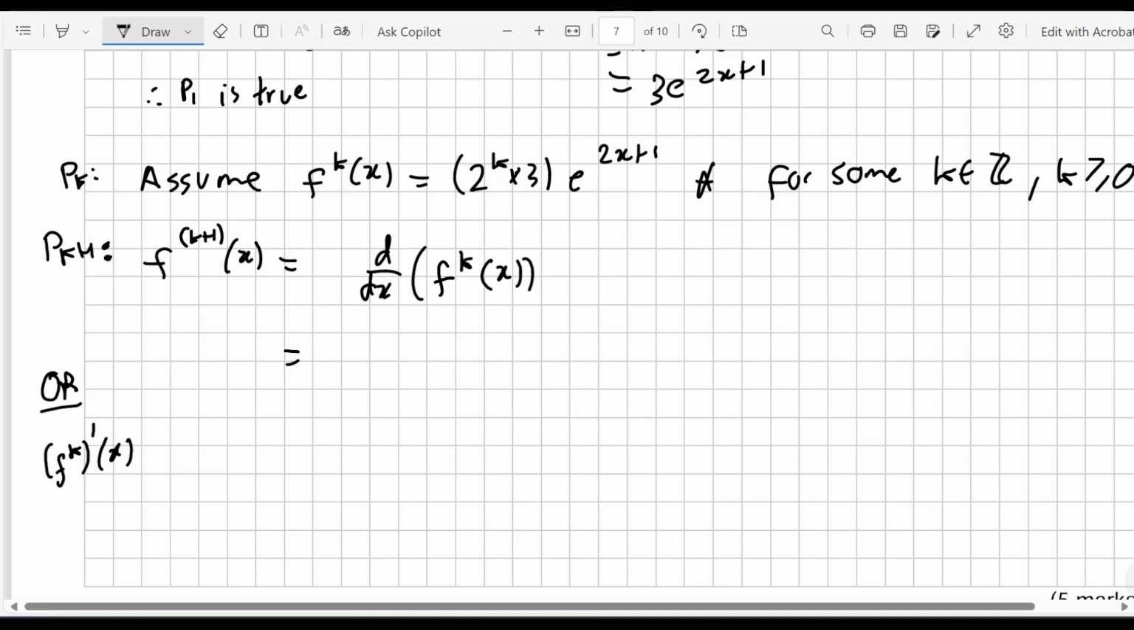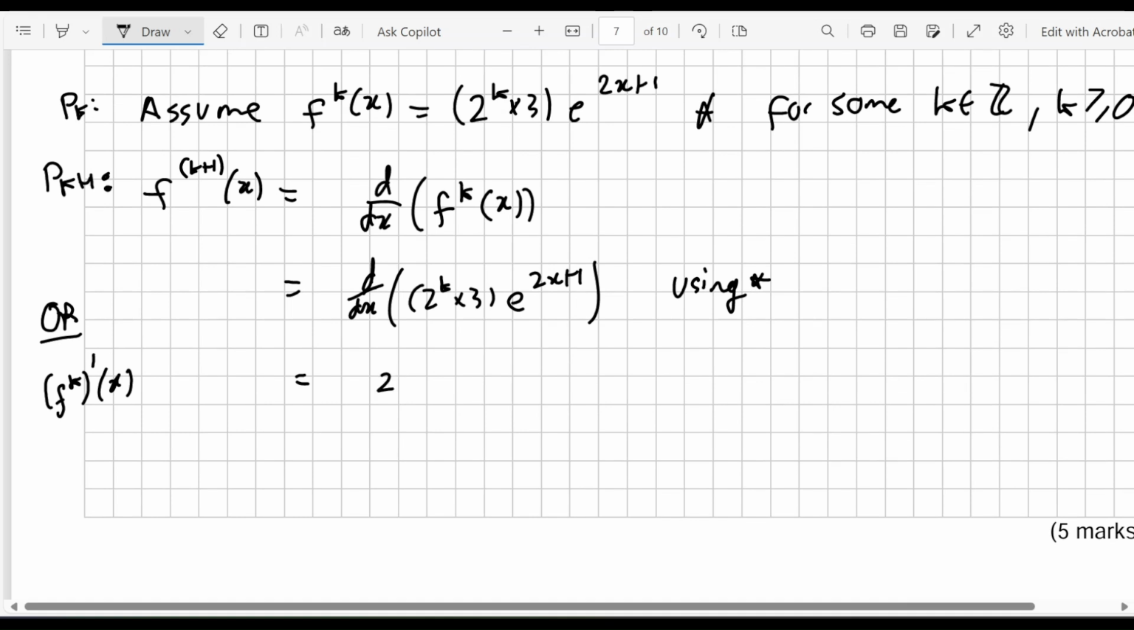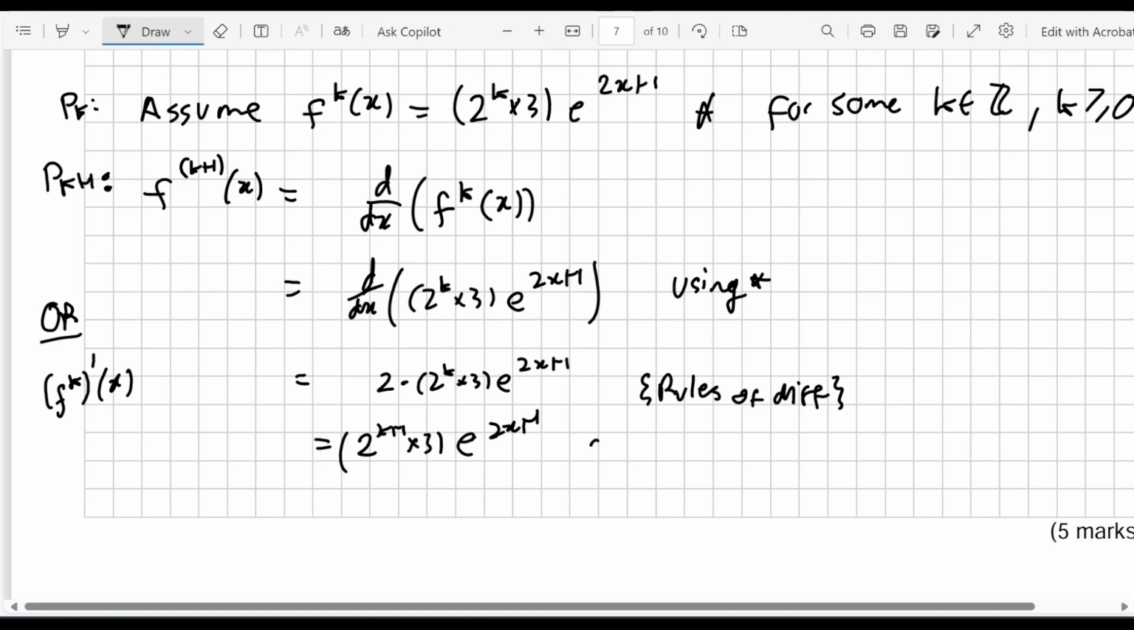Anyway, let's do this. So fk of x is 2 to the k times 3e to the 2x plus 1. That is fk, and we're going to be differentiating that, using star. So d by dx just means to differentiate something. So this is 2 lots of 2 to the k times 3e to the 2x plus 1. And then you can say rules of differentiation. And then that would be 2 to the k plus 1 times 3e to the 2x plus 1. And then this can just be your index laws.